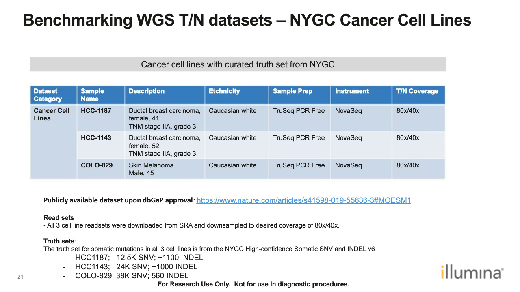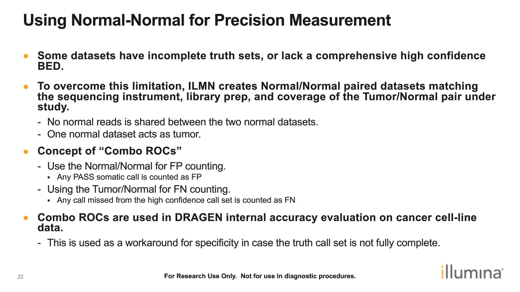What we have also realized as part of this exercise to look at the data is that some of these data sets lack, they have incomplete truth sets. So what we are doing in Illumina to get some better benchmarking is we are creating these normal paired data sets. And again, these normal paired data sets are matching the same sequencing instrument, library preps, and the coverage of the original tumor normal pair.